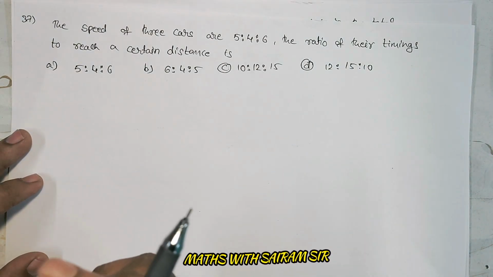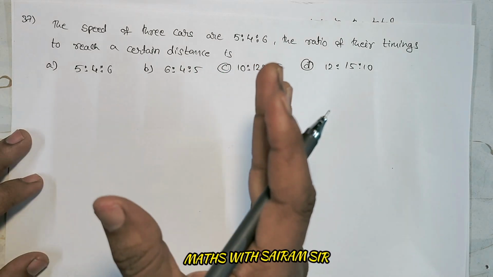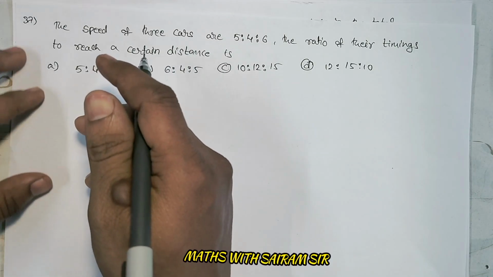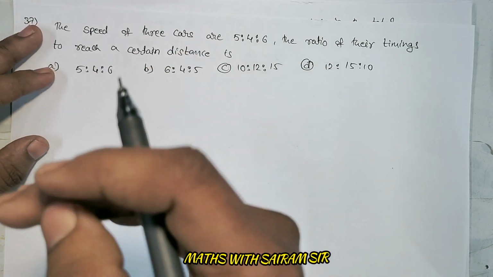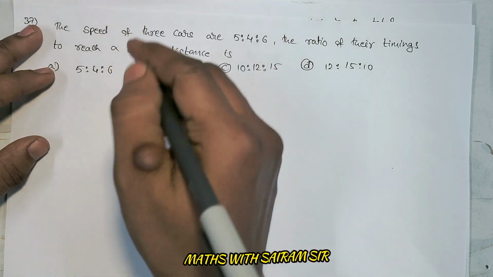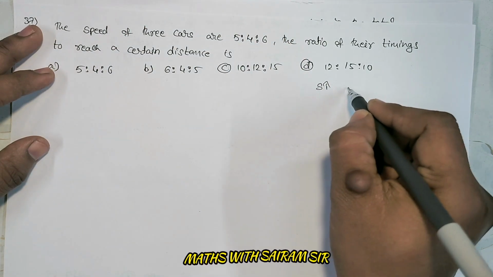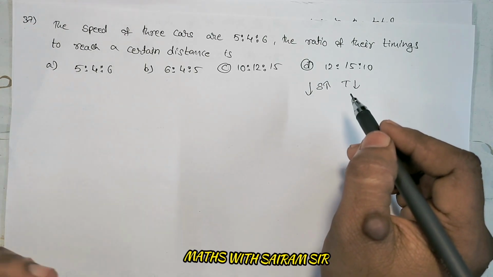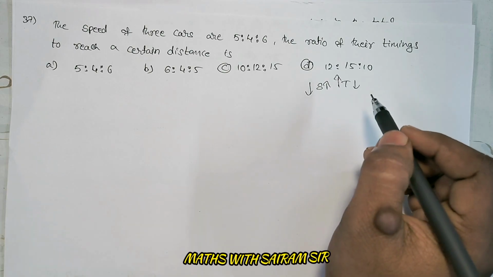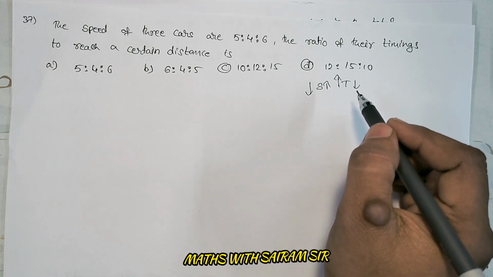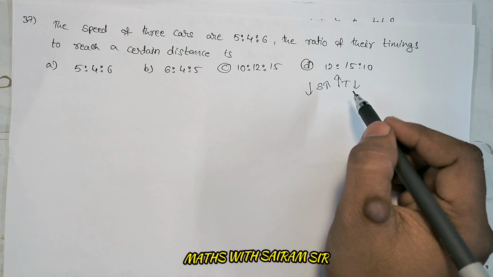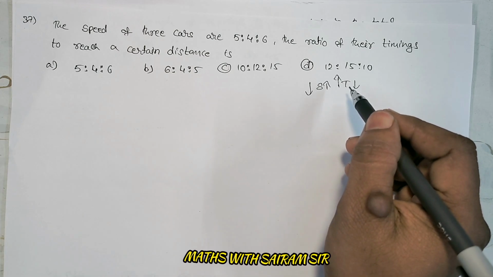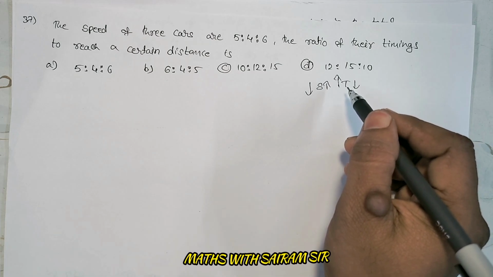We are given the ratio of the speeds of three cars as 5:4:6, and we are asked to find the ratio of their times. If you notice, if speed increases, then we can reach our destination easily. That means it takes less time. If speed increases, time decreases. If speed reduces, that means if you travel at low speed, it takes more time to reach our destination. So what is the relation between these? If speed increases, time decreases. In the same manner, if speed decreases, time increases. This type of quantities are said to be in inverse proportion.